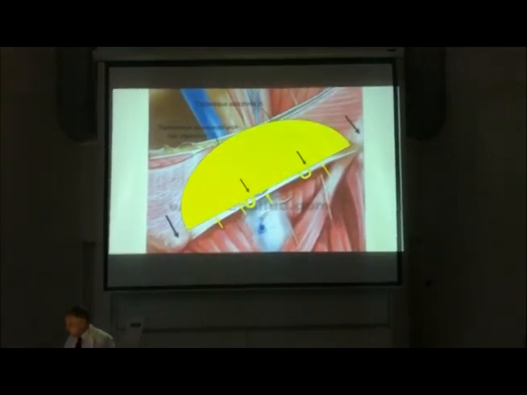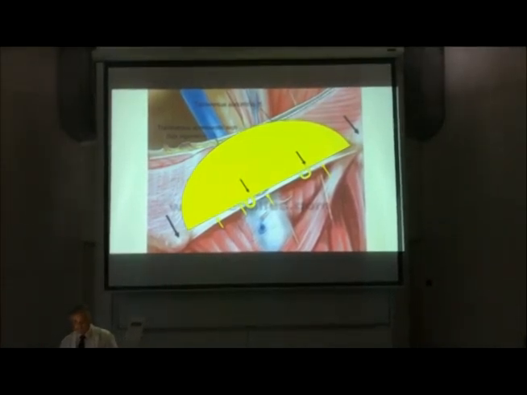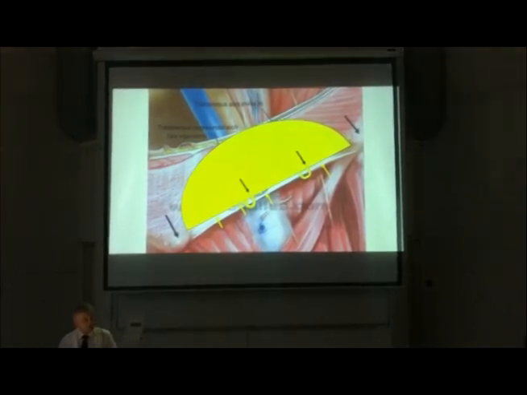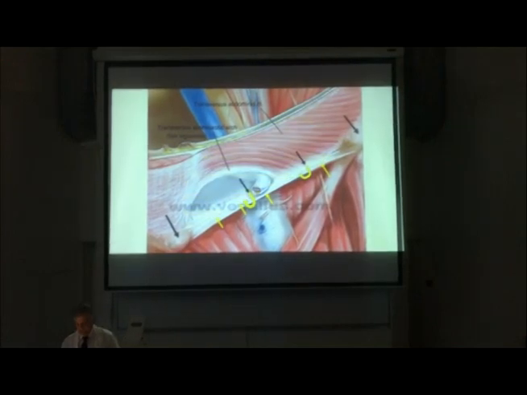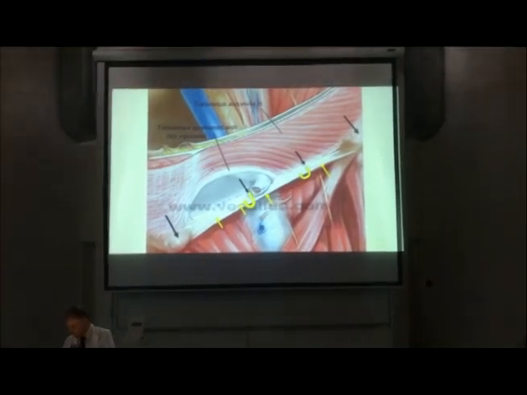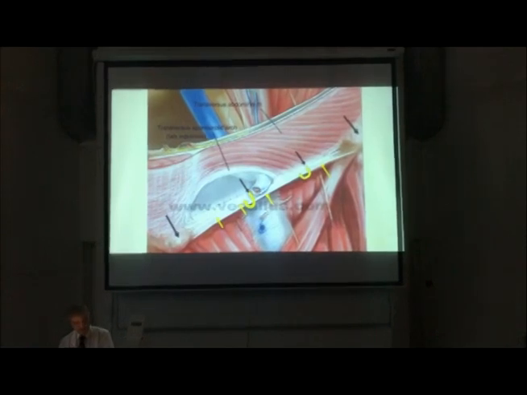So this is the anterior wall and the inferior wall. If we take off the anterior wall, we're going to see this. We're going to see the roof, which is curved, made of the fusion or joint action of internal oblique and transversus abdominis.